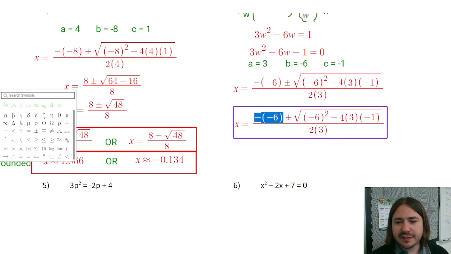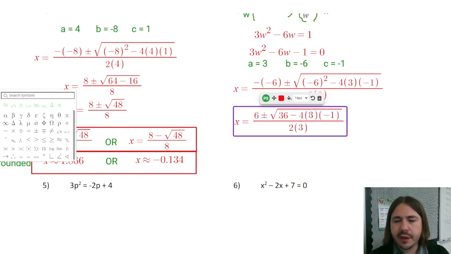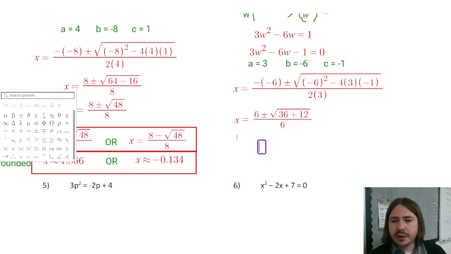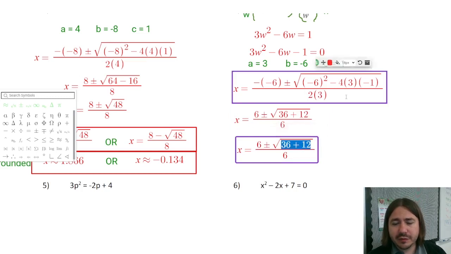All right, so -6 is just +6. 6 squared, this is 36 right here. 4 times 3 is 12. We got a negative times a negative is positive, so this is plus 12 here. And 2 times 3 is 6. The last thing to do is going to be to go ahead and add these up. 36 plus 12, well, that's going to be 48.